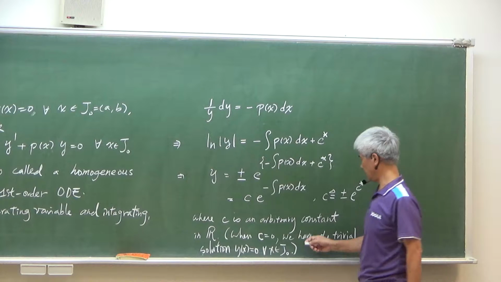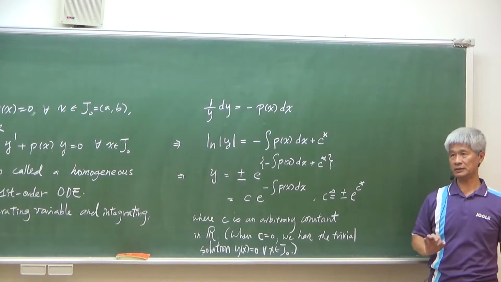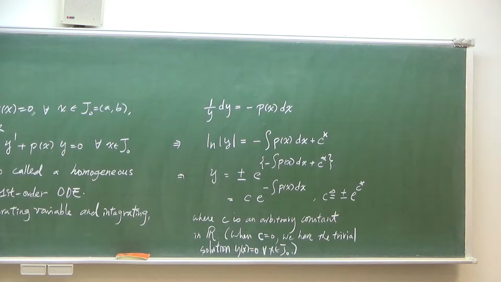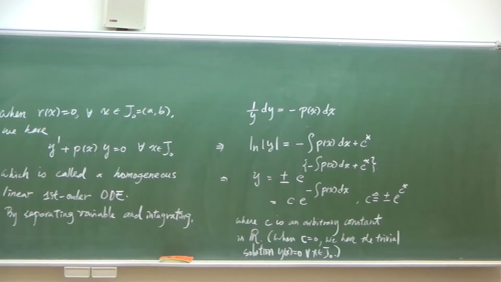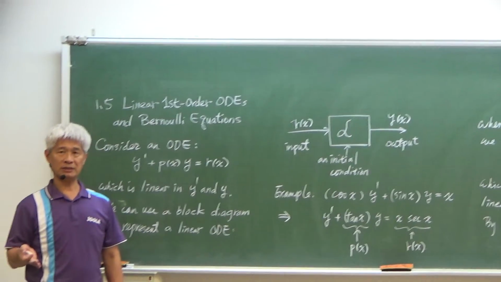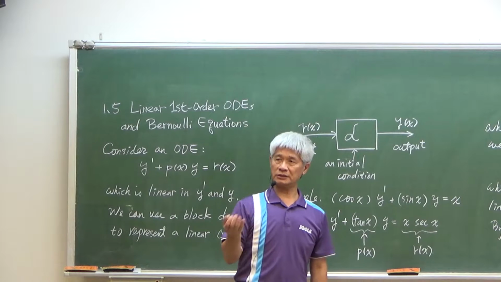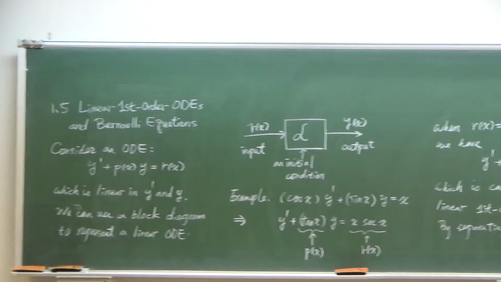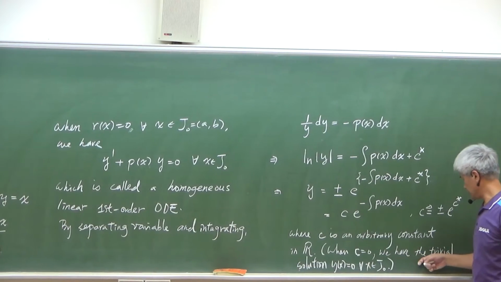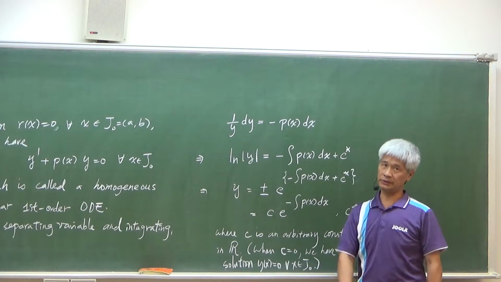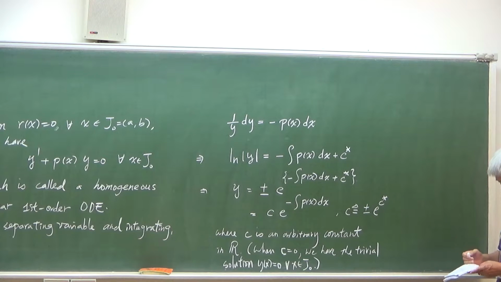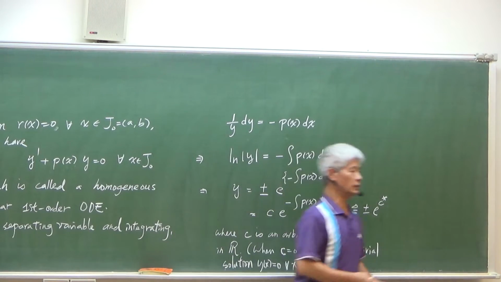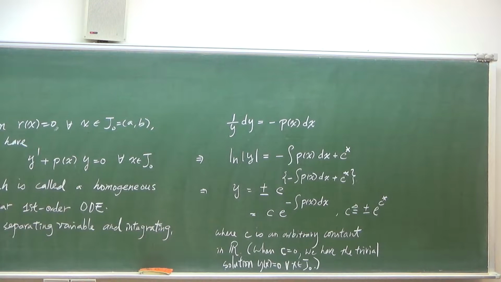And it is a common phenomenon to have the trivial solution, 0, in any homogeneous system. Some of you have taken linear algebra last semester and learned about homogeneous linear equations, right? The zero solution is always one of the solutions for any homogeneous linear system. And for a homogeneous linear ODE, the trivial solution, the zero solution, is always one of the solutions. So this is it. Are there any questions about solving such a simple homogeneous first order linear ODE? Any questions?